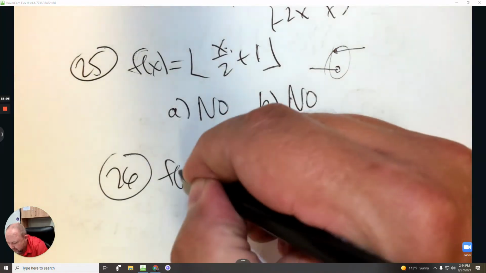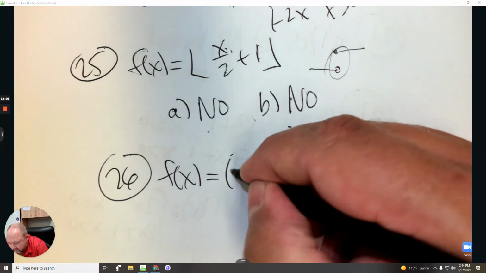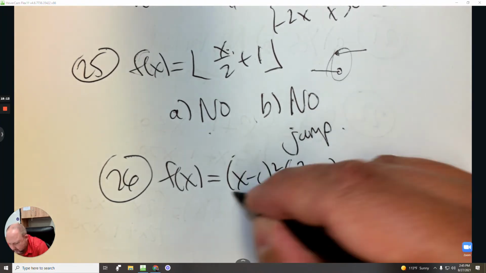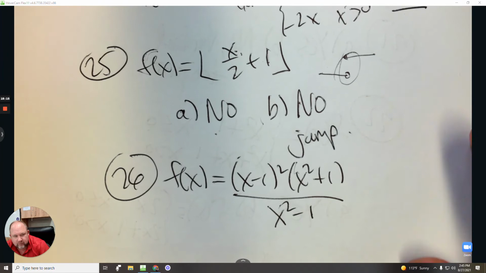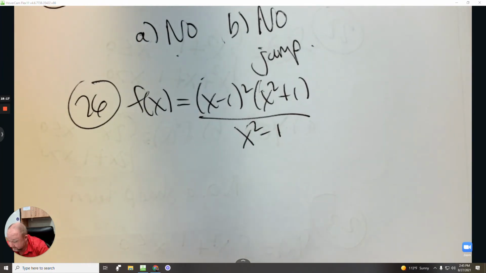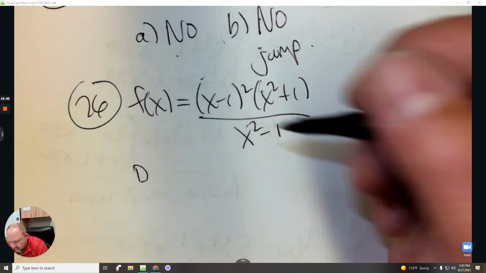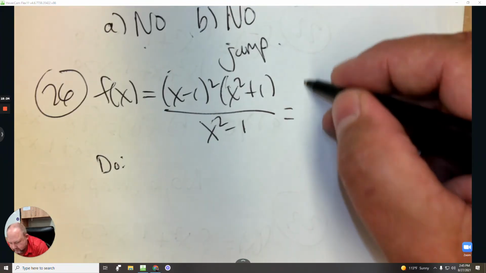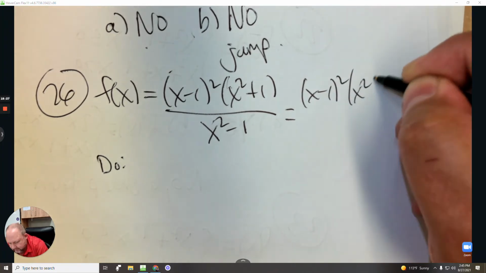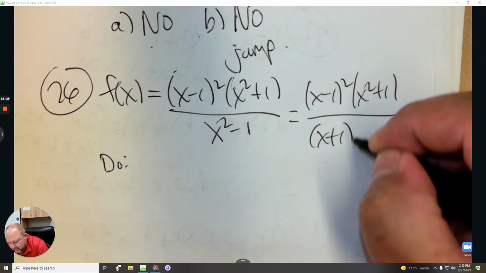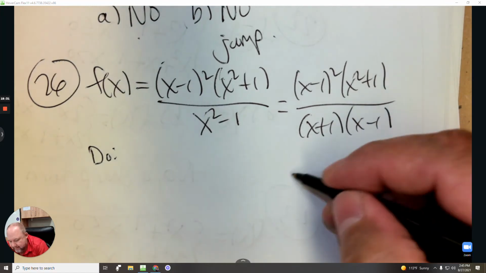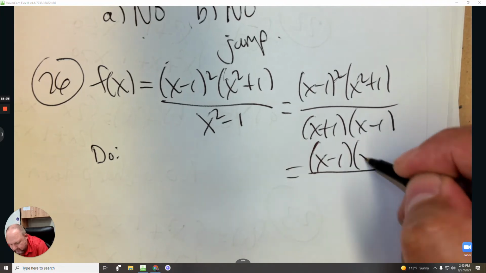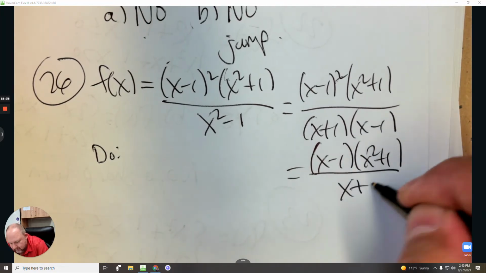All right, some graphing. Let's do this. So we have (x minus 1) squared times (x squared plus 1) over x squared minus 1. Let's do this. Domain. The denominator can be factored, so I'm going to do that. That's (x plus 1)(x minus 1). And then these cross out, and so I only have one x minus 1 on top, and there's no more on the bottom.